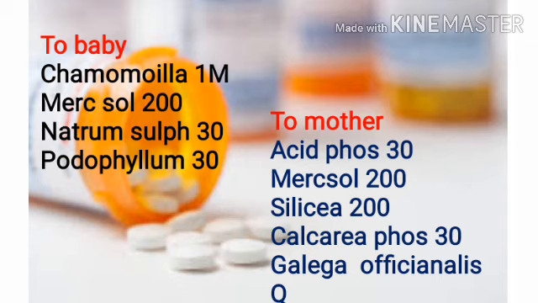Sometimes we have to give medicine to the mother also in case of neonatal jaundice, and the indicated medicines are acid phos, Merc sol, Silicea, Calcarea phos, and Galega officinalis. These are some medicines we usually give to the mother to improve the quantity and quality of breast milk. So for every condition of a newborn infant, sometimes we have to give medicines to the mother also to improve the quantity and quality of breast milk.